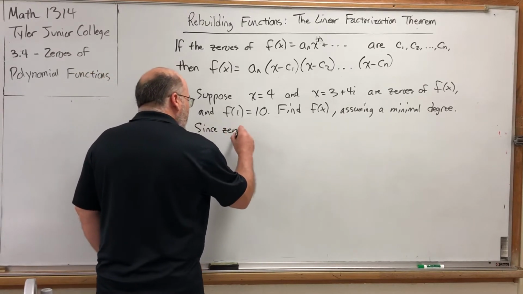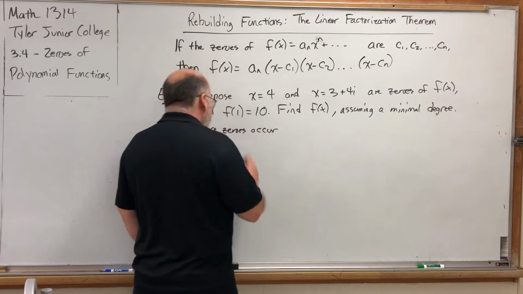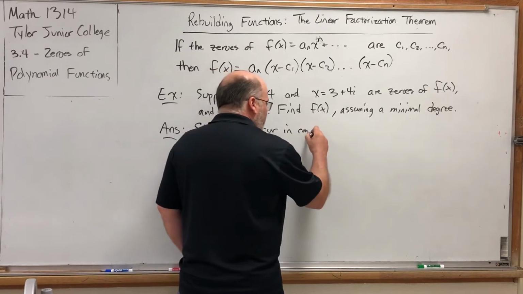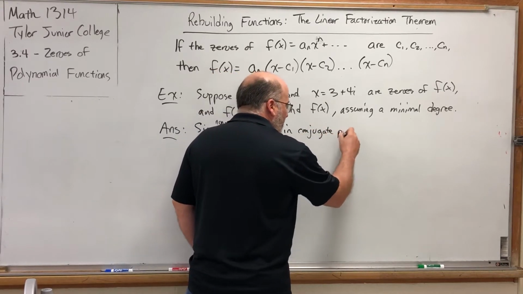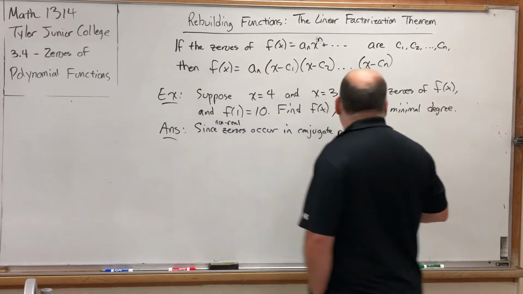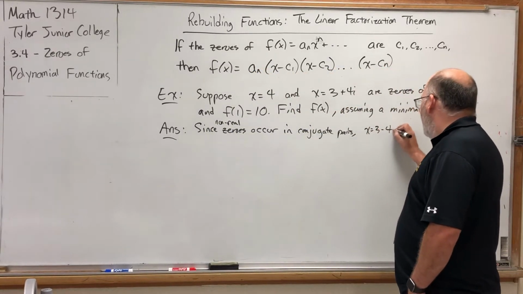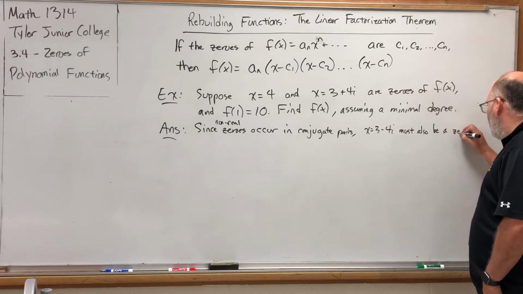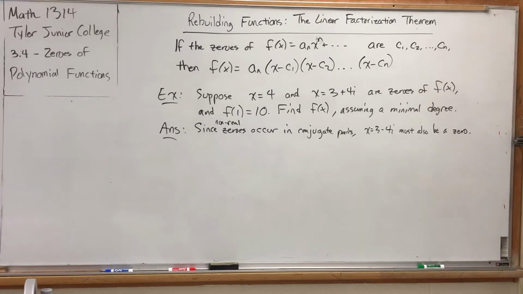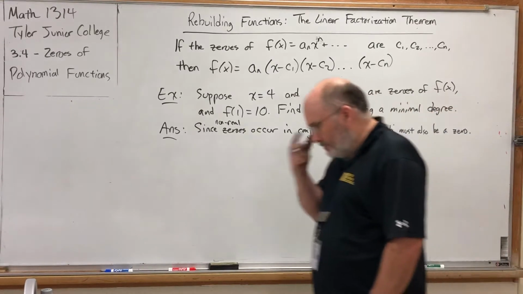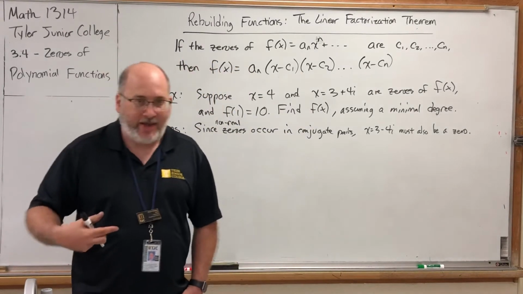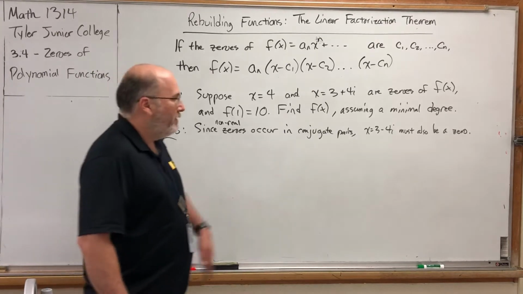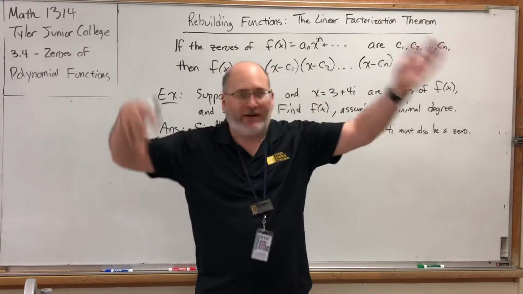Since non-real zeros occur in conjugate pairs, x equals 3 minus 4i must also be a zero. So I have 2 zeros given and a third implied zero. So I have to have a minimum of 3 zeros, aka a minimum of 3 factors, aka a minimum of a third degree polynomial. This minimal just prevents me from tacking on more factors unnecessarily.